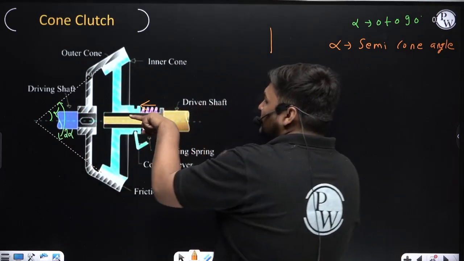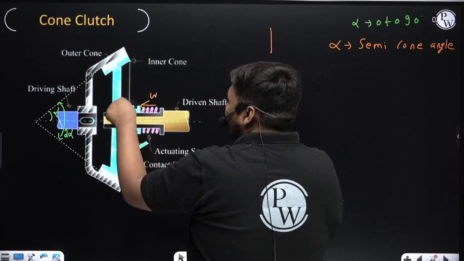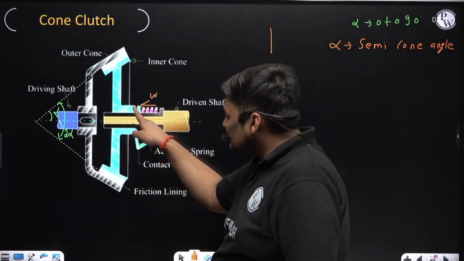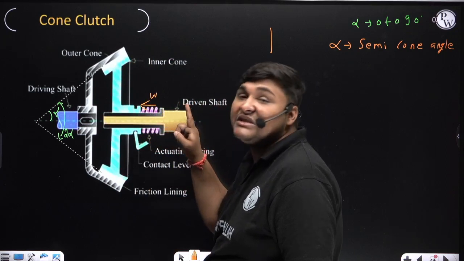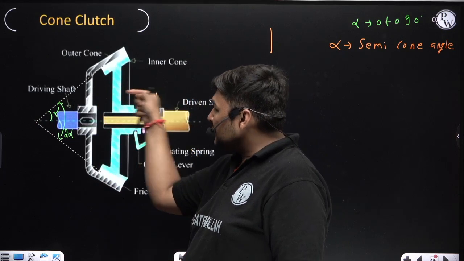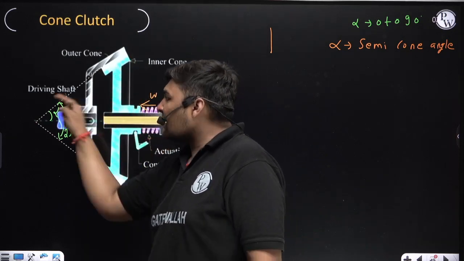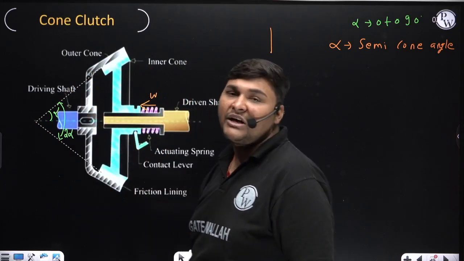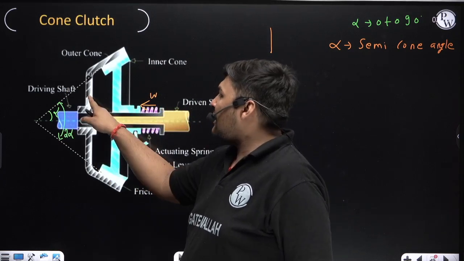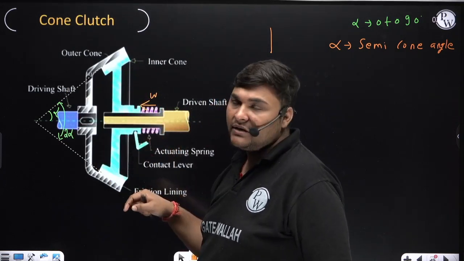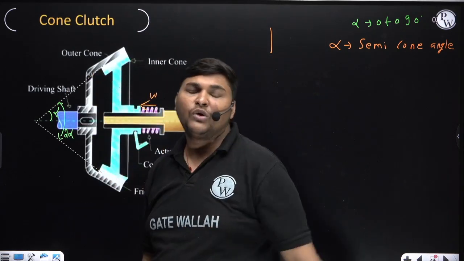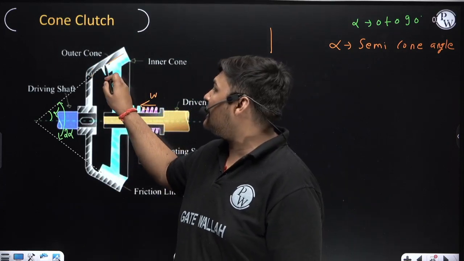Now, due to this force W, it will try to move this inner cone, or this plate which is engaged to the driven shaft, in this direction. Now, this plate is mounted on the driven shaft, which is a spline shaft, so this plate can move in this direction. But due to this movement, it will try to move this plate in this direction, and this plate is connected to the driving shaft, which is not a spline shaft. Means this plate cannot move in this direction. So what will happen? This plate will apply pressure on this plate. This is known as the inner cone. It is known as the outer cone. And due to this, pressure will be created between the inner cone and the outer cone, or at the contact surface between the inner cone and the outer cone.